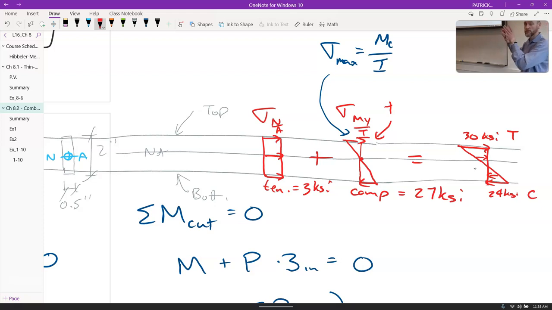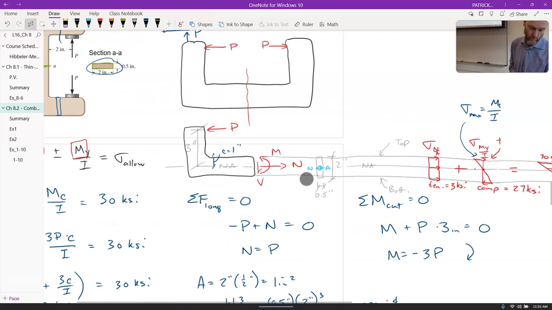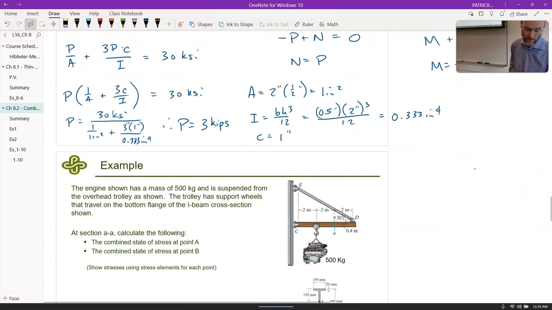So we're just taking the two component parts and we just add them together. All right, so that problem, believe it or not, was the easier one.